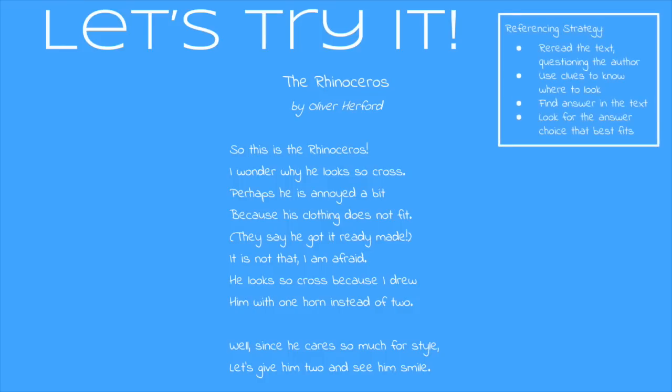Let's remember our strategy. First, we're going to reread the text questioning the author like we already learned how to do. Then we're going to use clues to know where to look. Then find answers in the text. And finally, look for the answer choice that best fits what we found in the text. Let's begin by questioning the author. We're going to start at the beginning, and anytime we come across something we don't understand, we're going to underline it and write a question to go with it.